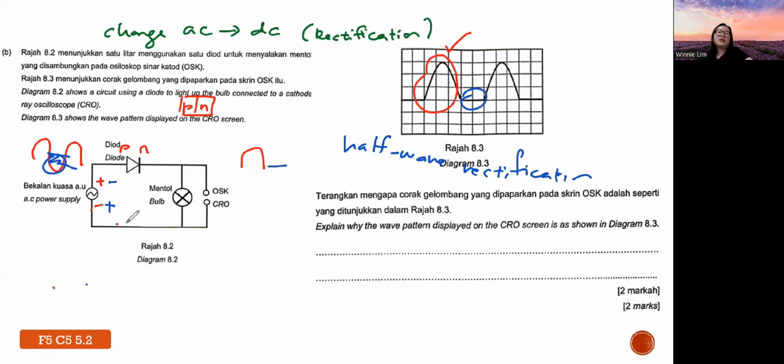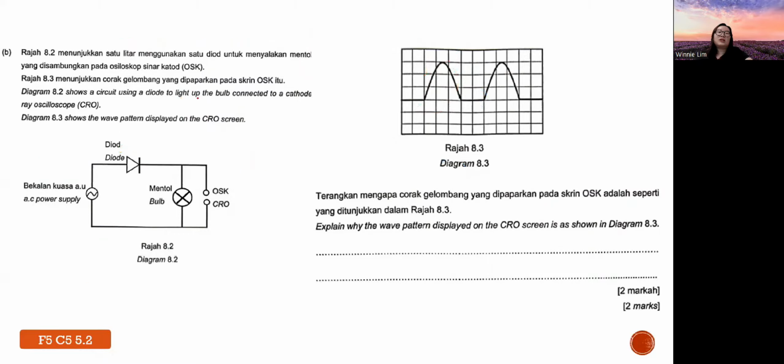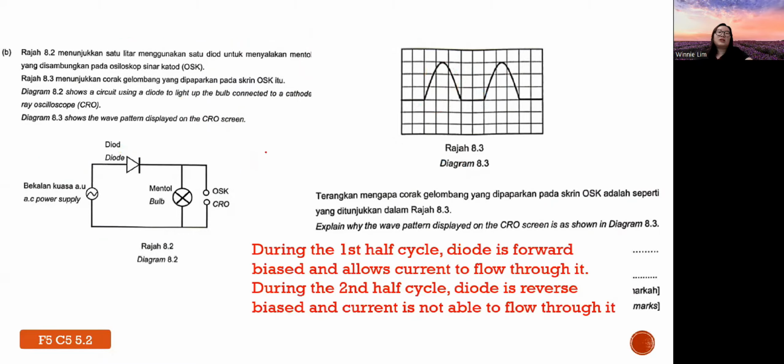You can have full wave. For full wave, we need to have at least 4 diodes. Later on, the next part you can do. So this is how you explain it: during the first half cycle, the diode is forward bias and current flows. In the second half, reverse bias, current does not flow.